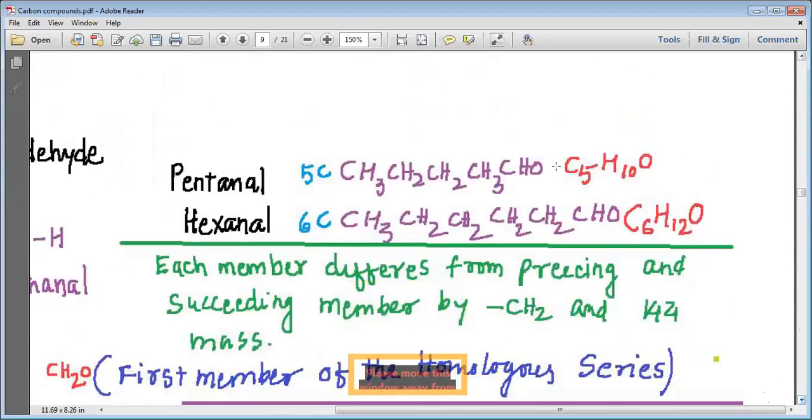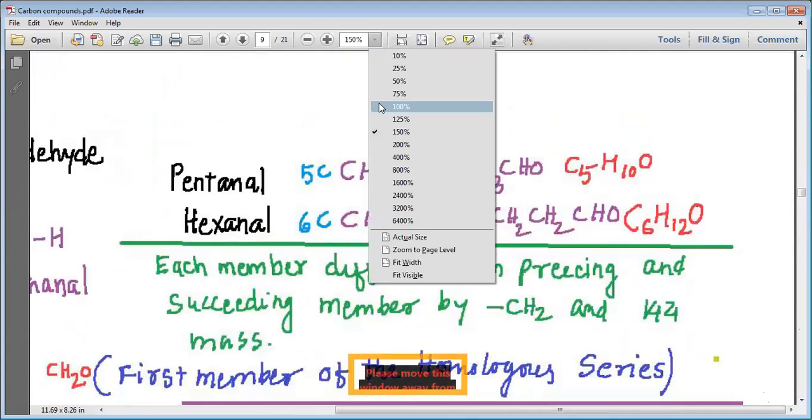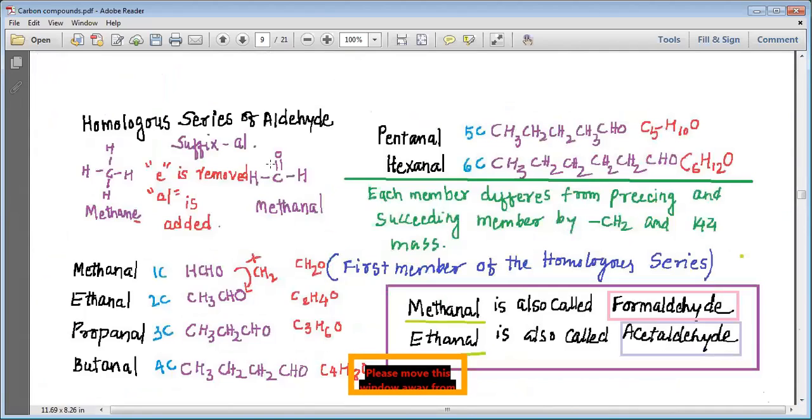Let's have a look at another functional group, my dear students. Let's study the homologous series of the functional group of aldehydes. For aldehydes we have the suffix -al. So in aldehydes we use the suffix -al. In the same way, we have methane. We just put the C double bond O group.